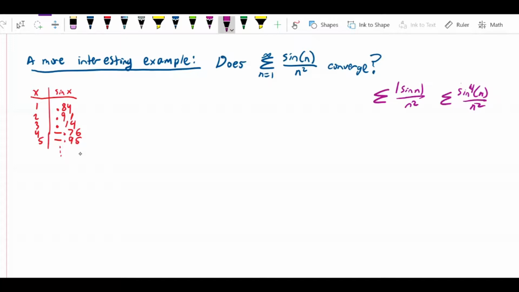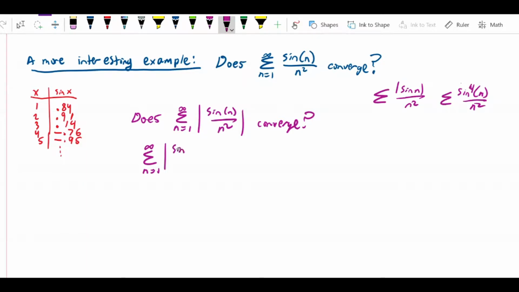But what we can do, very similar to what we did in the last example, is we can ask, does the sum from n equals 1 to infinity of absolute sine n over n squared converge? So, we can say that, first of all, the sum from n equals 1 to infinity of absolute sine n over n squared is equal to the sum from n equals 1 to infinity of that. That doesn't look like I've done very much, but what I've done is simply observe that I don't need the absolute value around the denominator because it's already a square.